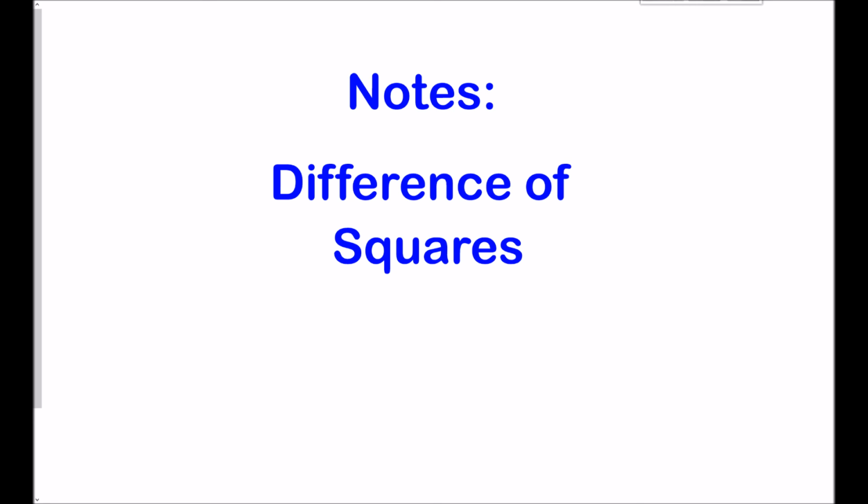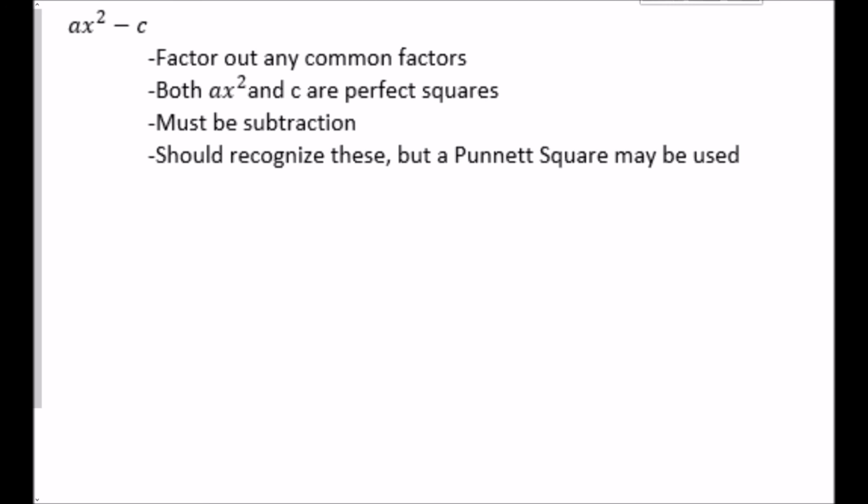Okay, now we're factoring with difference of squares. And here's kind of some step-by-step steps for you. First thing, check for any common factors. And then we need to confirm we actually have difference of squares. So difference implying subtraction. And then you also need perfect squares in both your ax squared term and your c term. Eventually you need to be able to just recognize these, but I will show you with the first couple here that you can use a Punnett square if you weren't to recognize it.